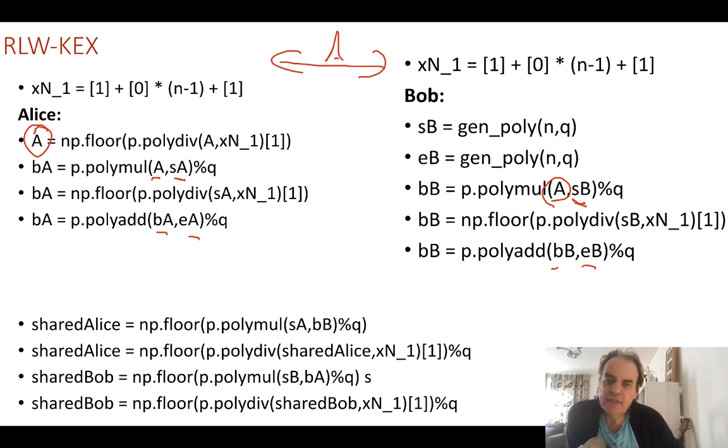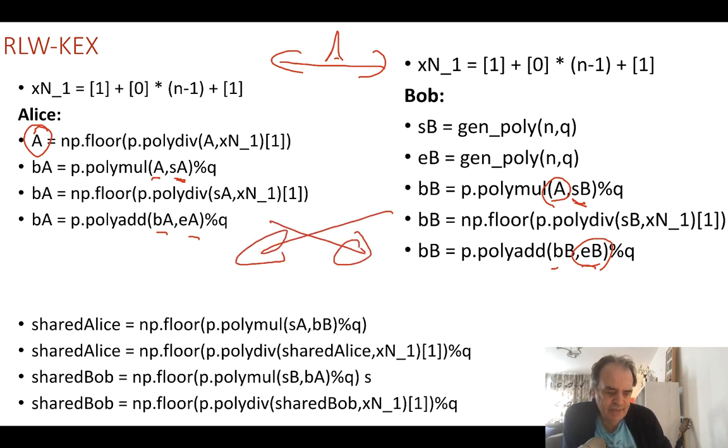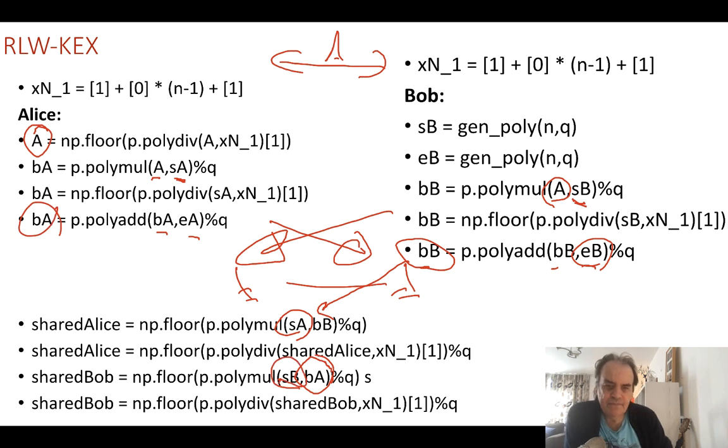Bob has a secret that's like his private key, and Alice has her secret. Then Bob will create his own error value, and they will exchange these values and hopefully end up with the same shared key in the end. So here is the result of that. Alice receives this value, then she multiplies it with her secret value. Bob will receive Alice's value and then multiply it by his secret value.